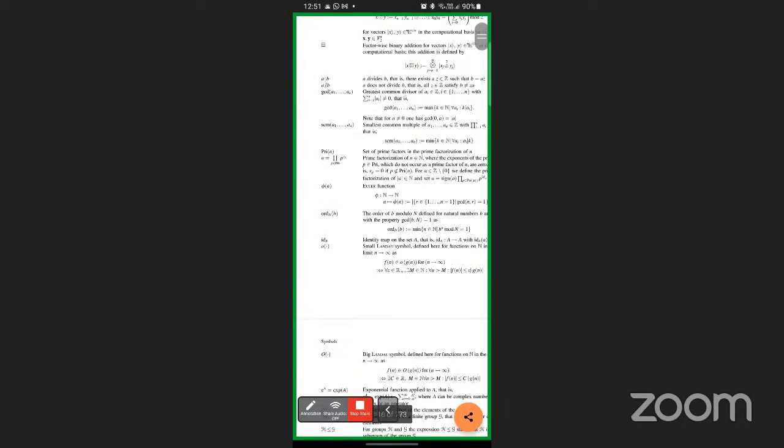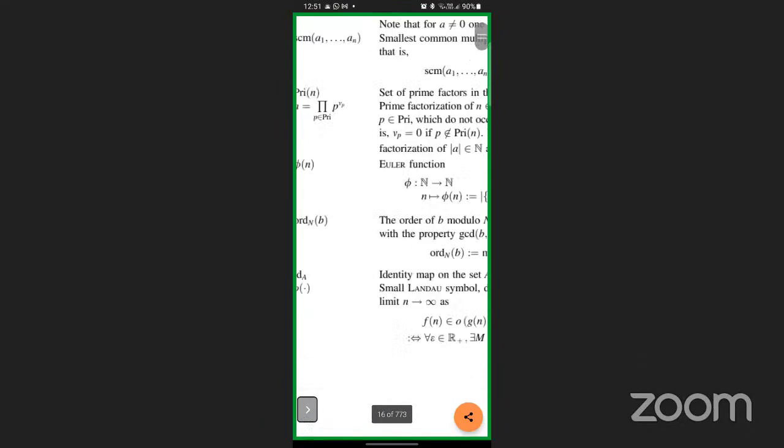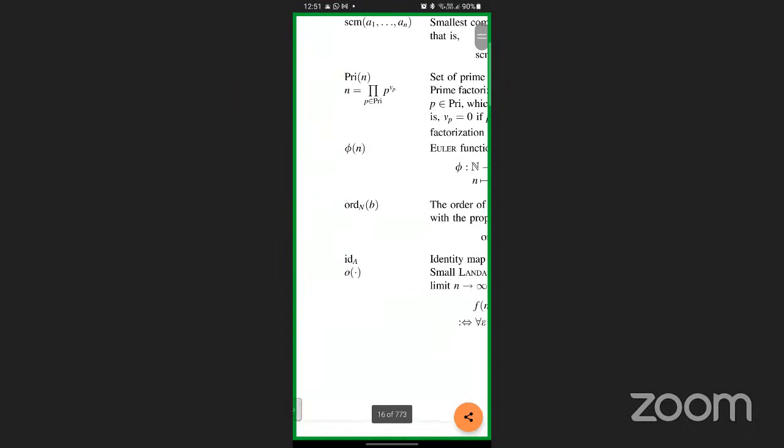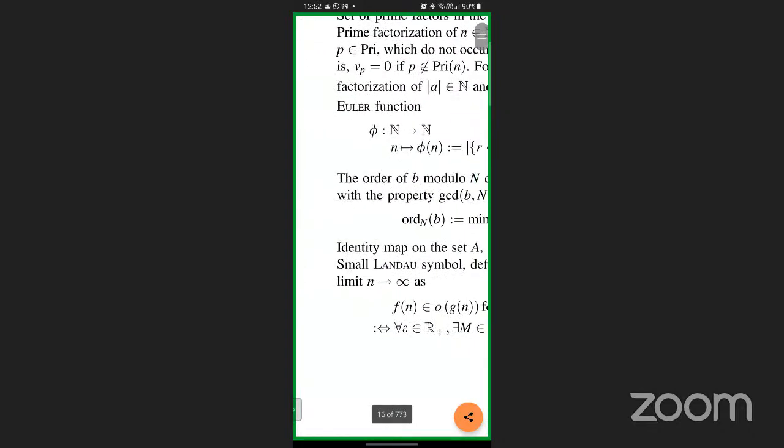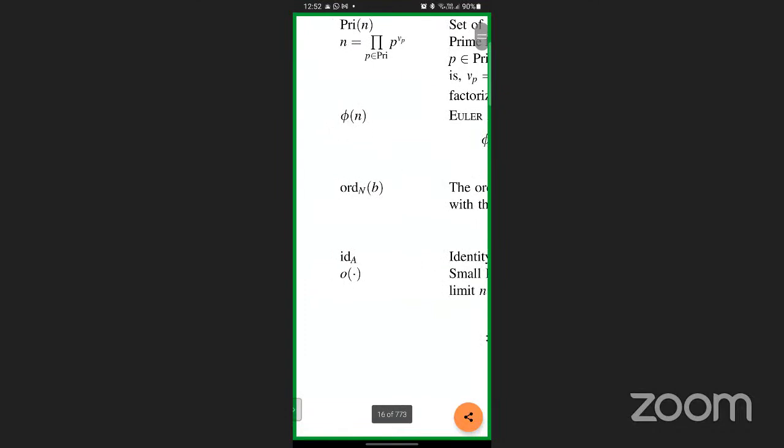So that is one important function, phi. It's called Euler's phi function. And then we have other notations also. Order of an element modulo n.